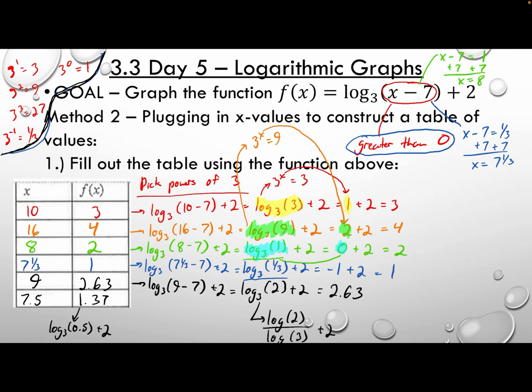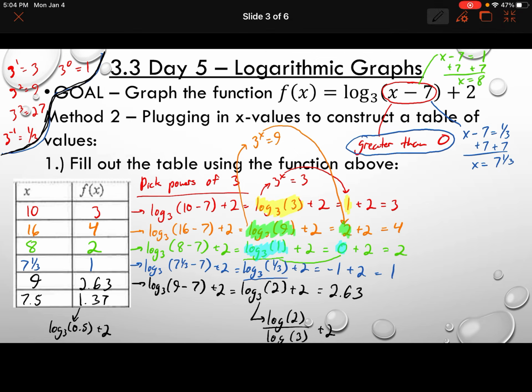So just a recap. You're just picking x values to plug into the equation. But once again, you do have to make sure that whatever x values you pick, they give you some value that is greater than 0 when you're taking the log of that value.